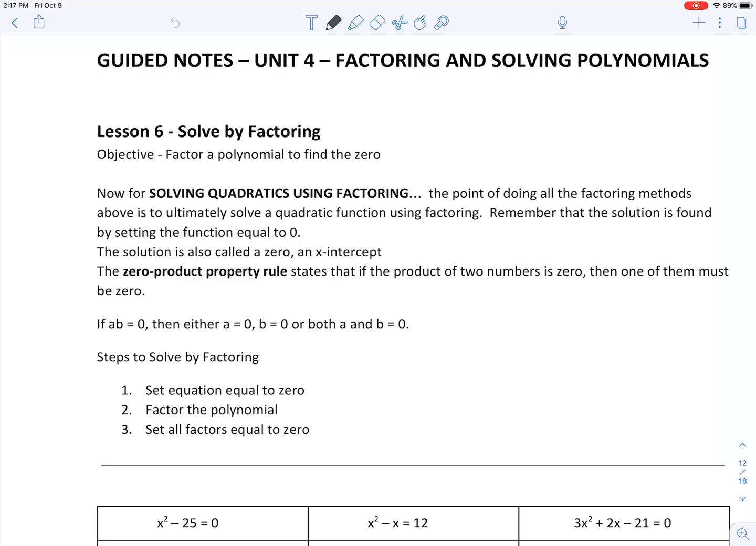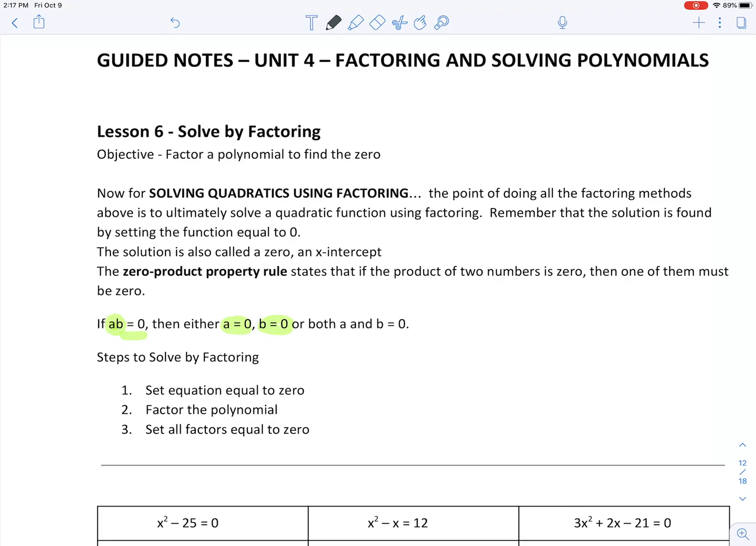In this lesson, lesson 6, we're going to solve by factoring. So to solve by factoring, the first thing we have to do is factor, so you want to make sure you're really skilled in factoring. Once we factor it, we're going to use something called the zero product rule to find the solutions. The zero product rule says this: if I'm multiplying A times B and I get 0, then that means either A is equal to 0 or B is equal to 0.